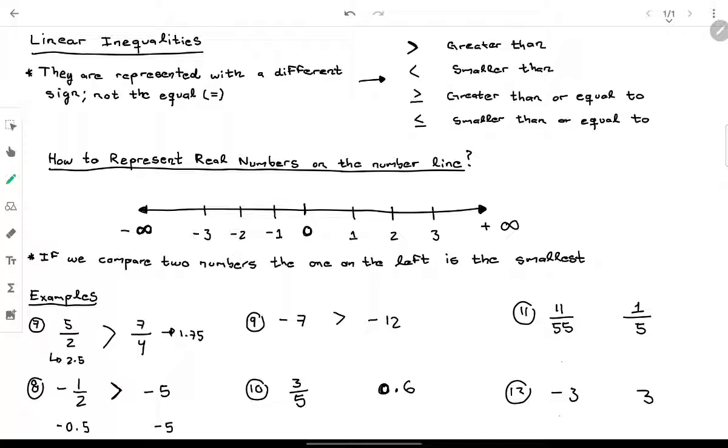What about the next one? 3 divided by 5 is 0.6. They are exactly the same, so we can put an equal sign. What about the next one? 11 over 55. Both of them are divisible by 11, giving 1 over 5. So we can set these two as equal, because they are exactly the same. What about the next one? Minus 3 and 3. The minus 3 is here, the 3 is here. In this case, minus 3 is the smaller one. So minus 3 is smaller than positive 3.